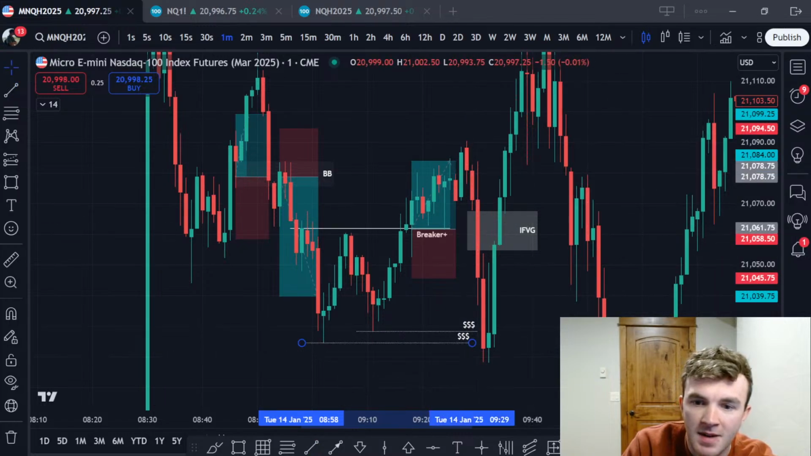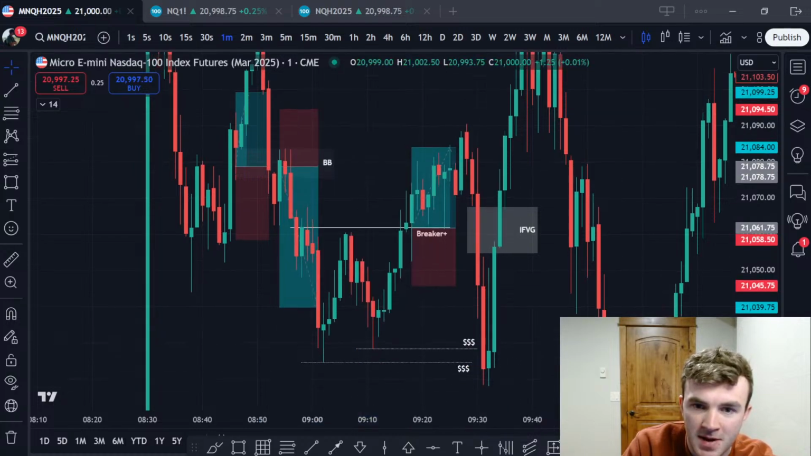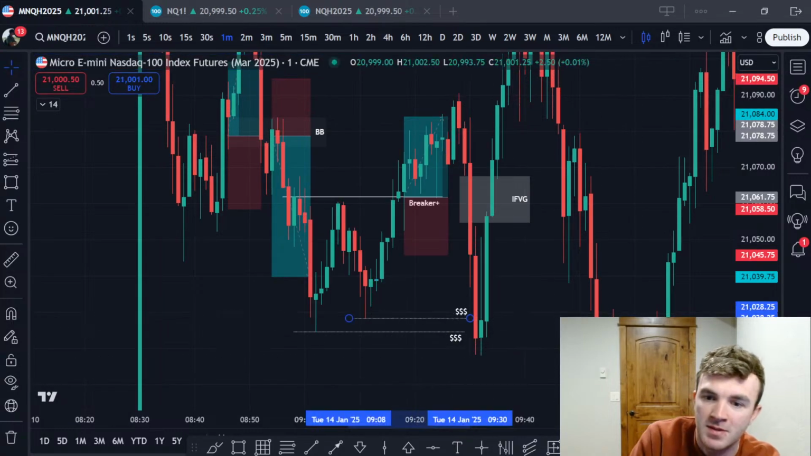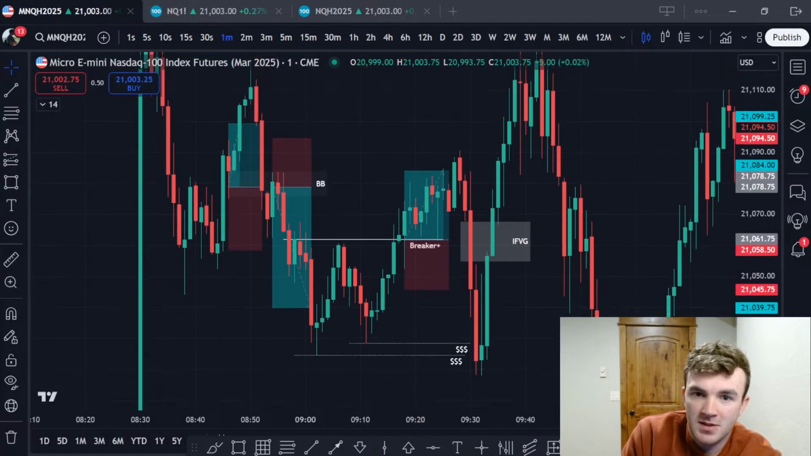Low key, I'm kind of sick of high time frame analysis. It kind of gives you analysis paralysis. High time frame analysis honestly does not matter that much. What matters is liquidity.